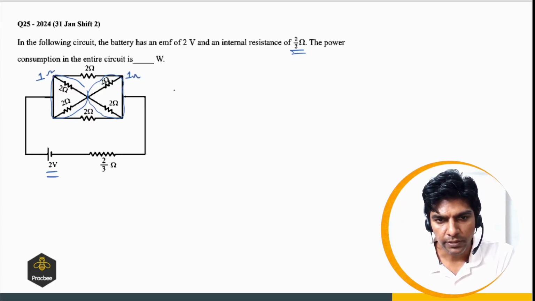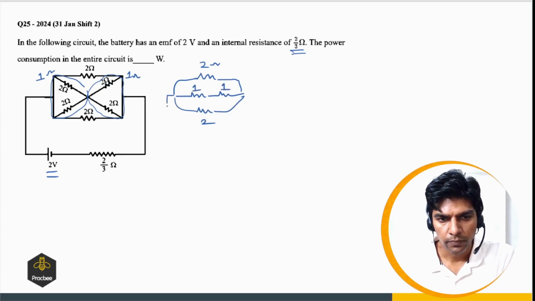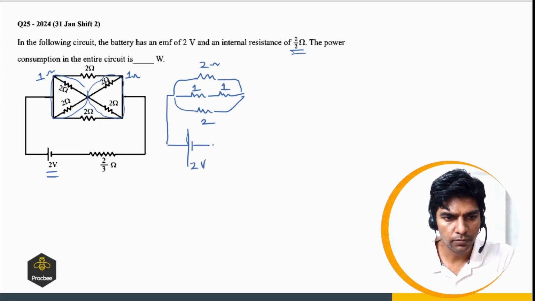So the equivalent circuit will look like this. So there is a resistor of 2 ohms, and here we have 1 ohm, and this is 1 ohm, and this is 2 ohms, right? And there is a cell of EMF 2 volts, and there is a resistor 2 by 3 ohms.